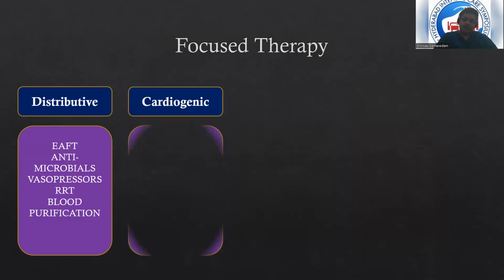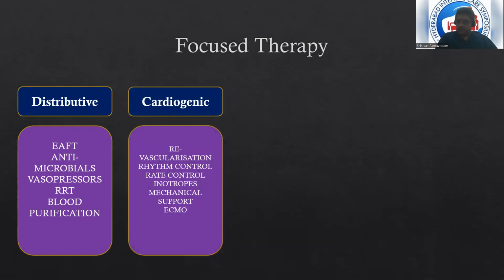For cardiogenic shock, you may have to do revascularization in acute coronary syndromes, rhythm control, rate control if rhythm cannot be normalized, inotropes like dobutamine and sometimes levosimendan. Mechanical support like IABP, VA ECMO and impeller devices are now available. That is your option.